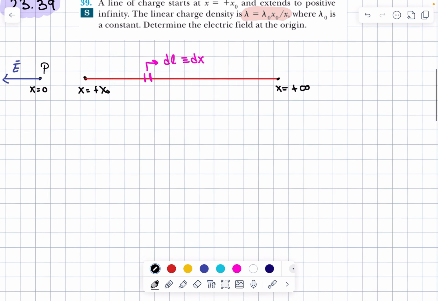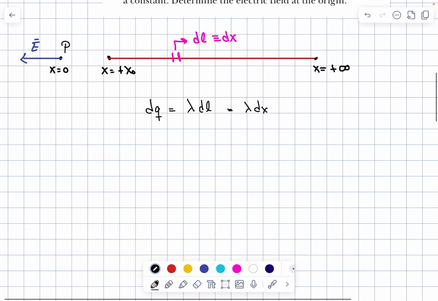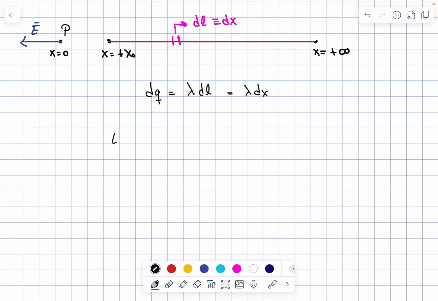We start the problem the same way by saying that dq is equal to lambda dl. In this case, the line is along the x-axis, so we can just say lambda dx. And then we know that dE is equal to ke dq over r squared.